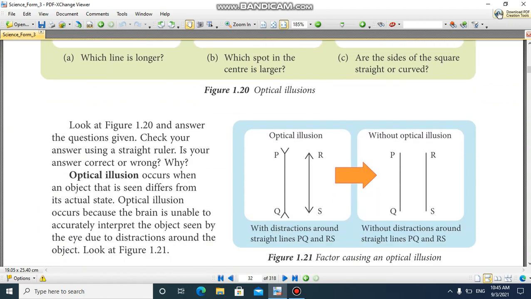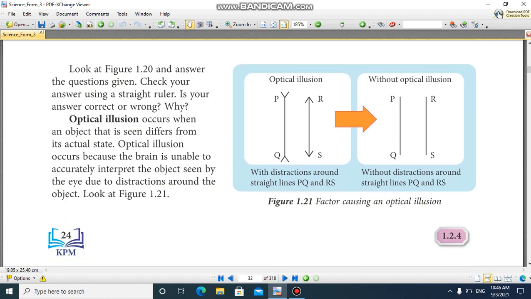Look at figure 1.20 and answer the question given. Check your answer using a straight ruler. Is your answer correct or wrong? Why? Optical illusion occurs when an object that is seen differs from its actual state. Optical illusion occurs because the brain is unable to accurately interpret the object, due to distraction around the object.